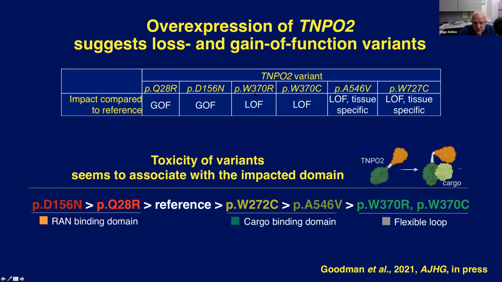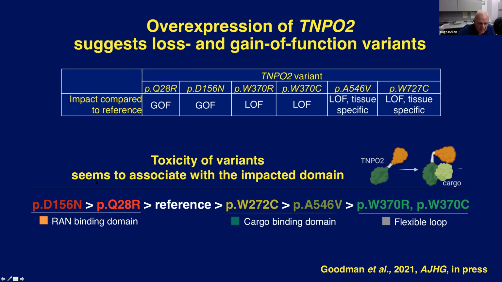The mutations that are in this area here in the cargo binding domain are loss of function variants, and the mutations that are in the flexible loop of the protein behave differently in different tissues and show a loss of function, but that loss of function phenotype is tissue specific.